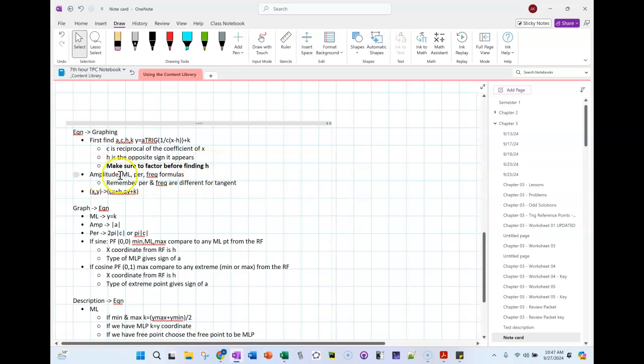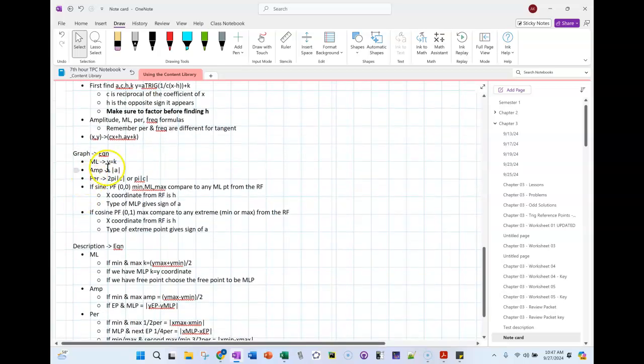Then I went and calculated the amplitude, midline, period, and frequency using the formulas. And remember that period and frequency are different for tangent than they are for sine and cosine. And then I wrote my transformation map, and then just plugged in the points that I'm given, right?